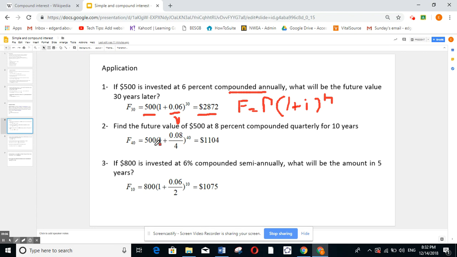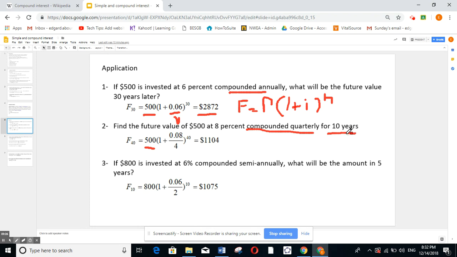Find the future value of $500. You're going to put $500 at 8% compounded quarterly. Because we have 4 quarters per year, we put over 4. It means every 3 months, you're going to take 2%. They're going to divide this 8% by 4 times per year, so it will be 2%.